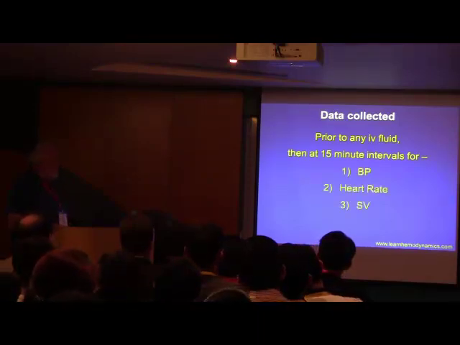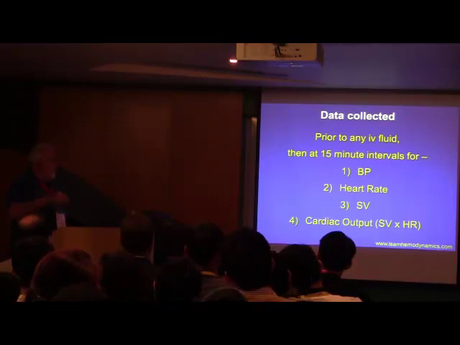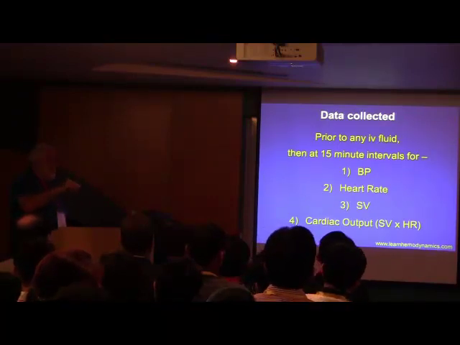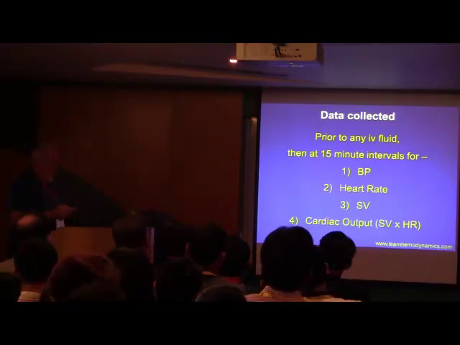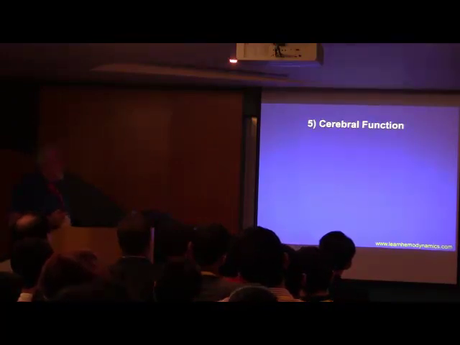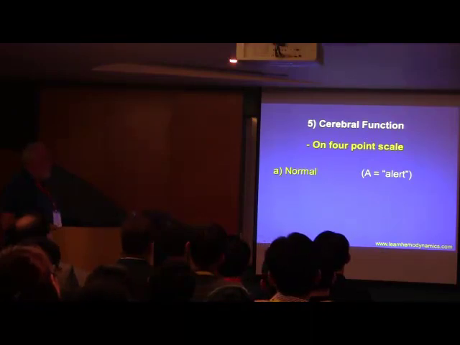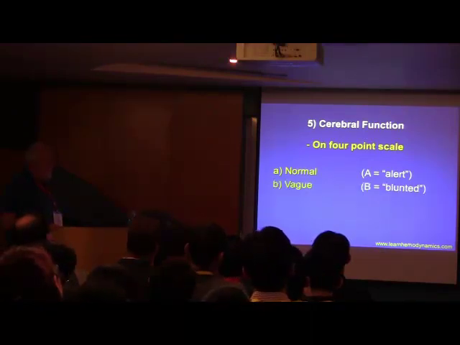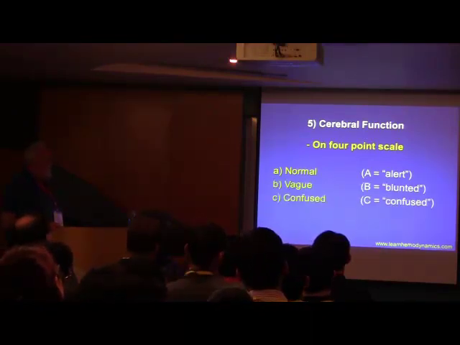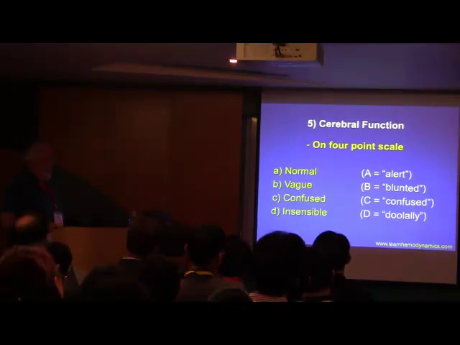And we looked at blood pressure, heart rate, stroke volume, cardiac output, which is really 2 times 3 if you've been paying attention. We looked at cerebral function on a 4-point scale, A, normal or alert, B, blunted or vague, C, confused, and D, doolally, as we call it in Australia.